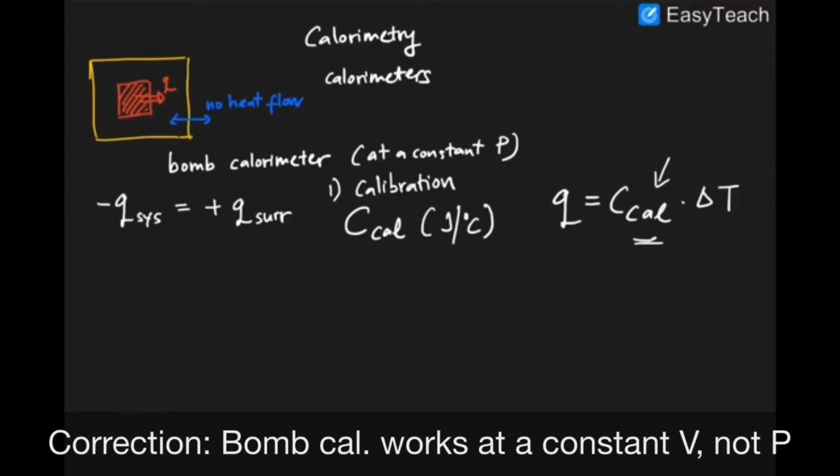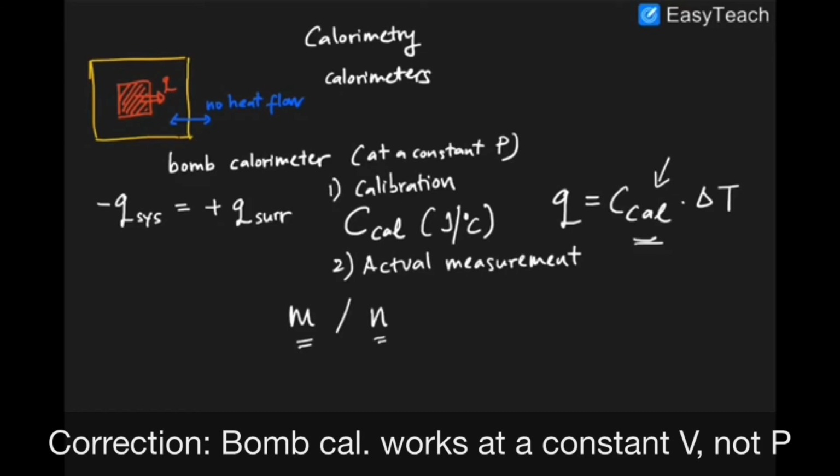Now, once the calorimeter constant is known, we are ready to use the calorimeter for the second step, which is the actual measurement. In the actual measurement, we place a known amount of reactant, mass or mole, into the calorimeter, initiate the reaction, and then we can measure the resulting temperature change of the calorimeter.